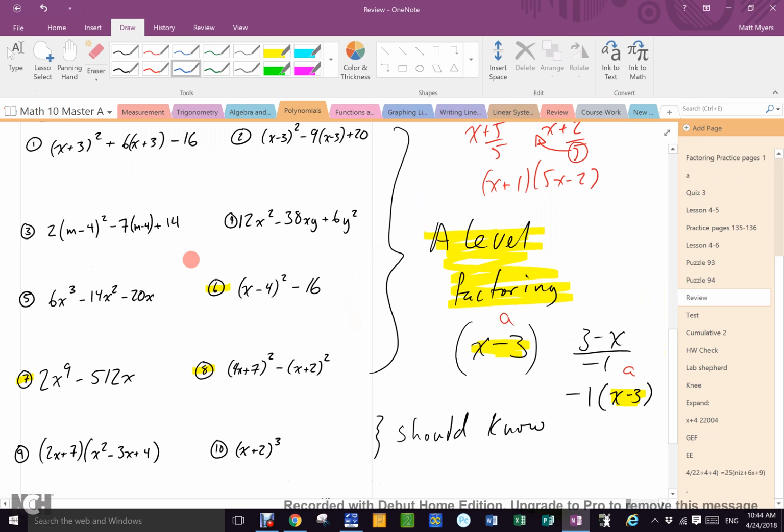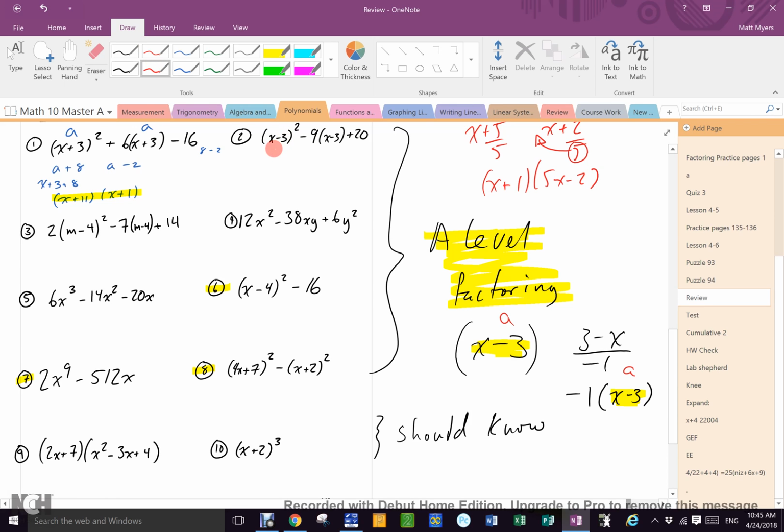Pardon me. Substitute here, so that is a squared and 6a. Multiply to 16, add to 6. It has to be 8 and negative 2. So it is a plus 8, a minus 2. But a is x plus 3. X plus 3 plus 8 is x plus 11. X plus 3 minus 2 is x plus 1. And that's the final answer.